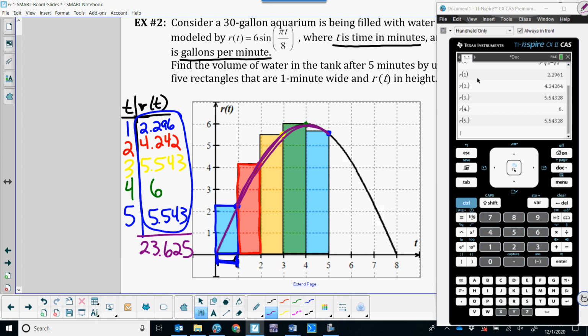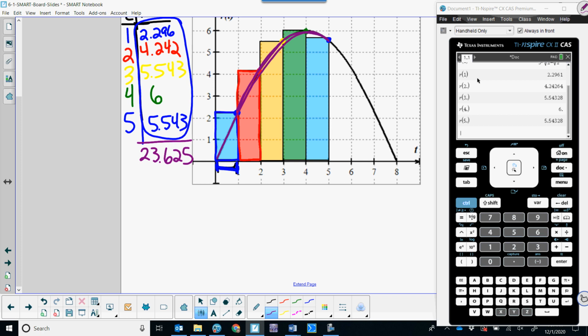Then we have to decide, okay, what does that mean? So find the volume of water in the tank after 5 minutes. So we've got to actually say what we found. So what we found is after 5 minutes, and again, always give it over a time interval, or not necessarily time, but over the interval. So what we found is over this interval.